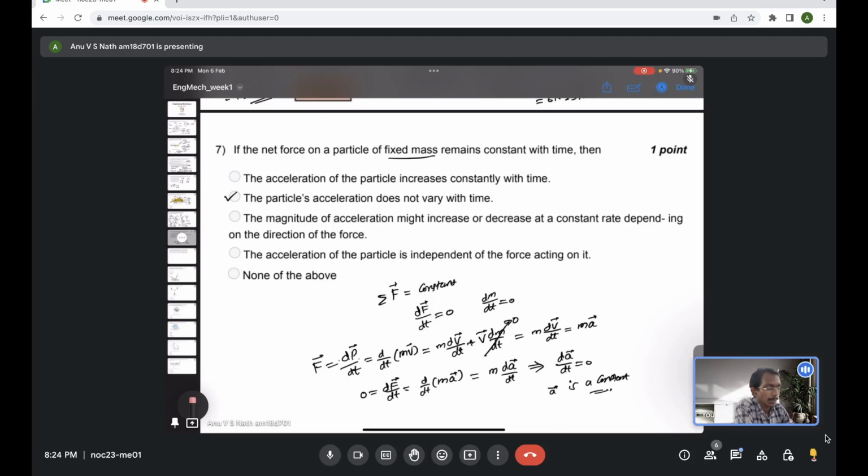And the final one says that the acceleration of the particle is independent of the force acting on it. No, acceleration will be force by mass. It will depend on the force acting on the particle, from Newton's law. So that option is also wrong. So any question here?